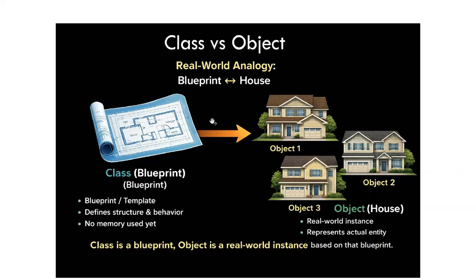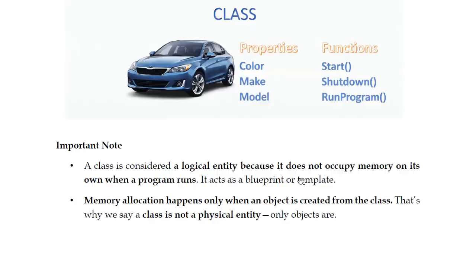An object is an instance of a class, a copy, a result of that class. Based on that blueprint, you can create n number of objects. There is no restriction. This is the key point: a class is a blueprint or template from which objects are created. From this blueprint only, these objects come out.